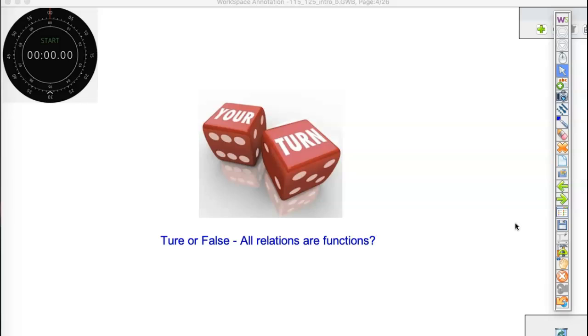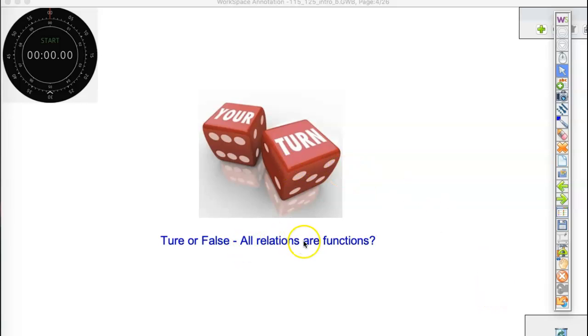All relations are functions. True or false? And if you say, I'm not sure, then we need to refresh, right? That was using the two videos that we had this week, Professor Dave, and the one I added myself. But this would be false. All relations are not functions, right?